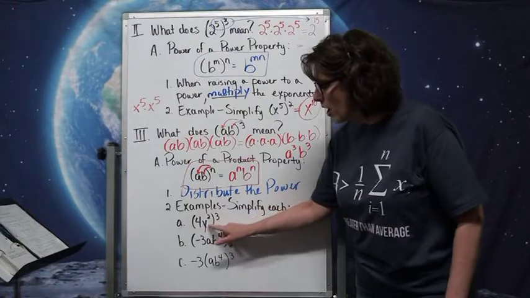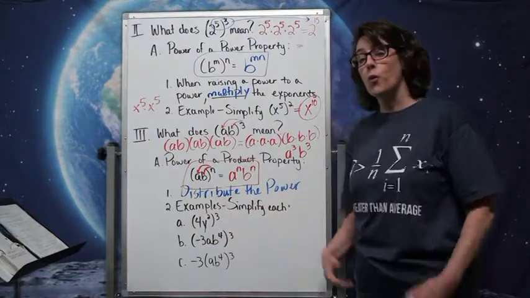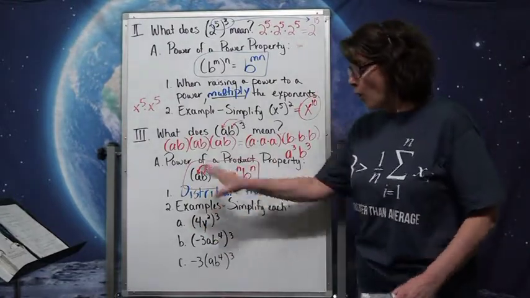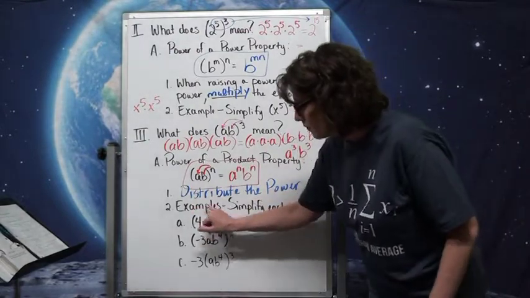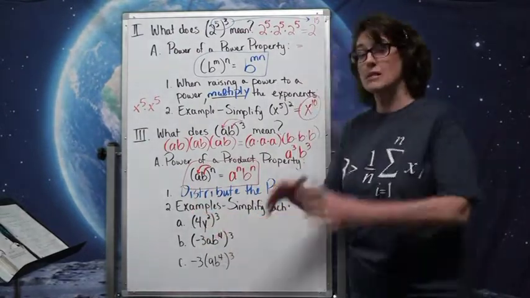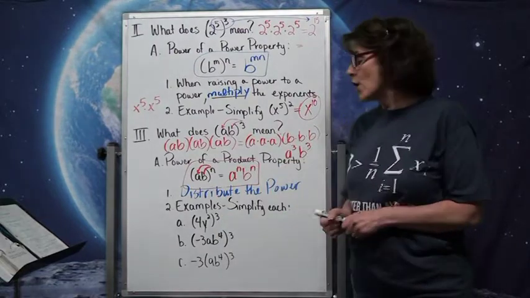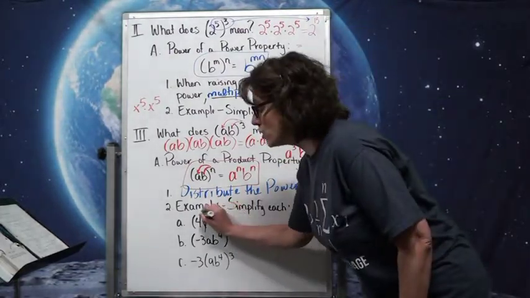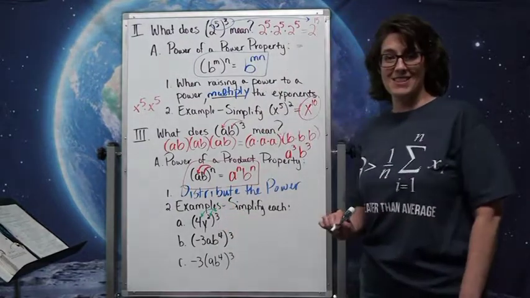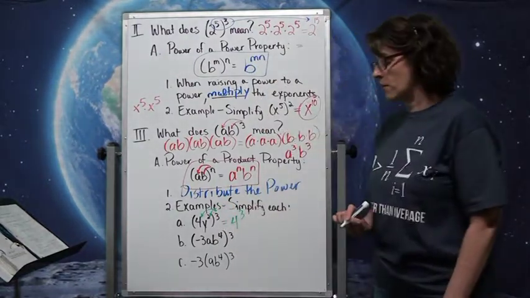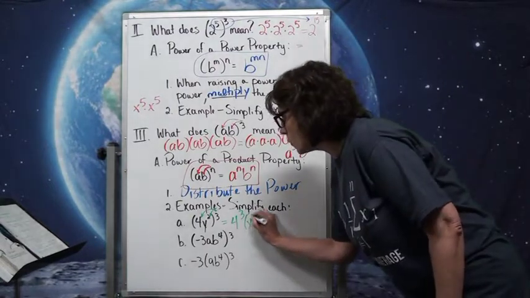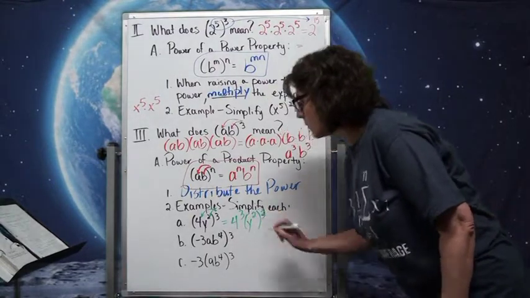So I've got this product inside this parentheses, 4 times y to the second. The whole thing is being raised to the third power. Remember, the fact that that power is outside the parentheses means all of it is raised to the third power. So I'm going to distribute the power to every factor that's inside. That means I'm going to take my 4, raise it to the third power. I'm going to take my y squared, raise it to the third power.